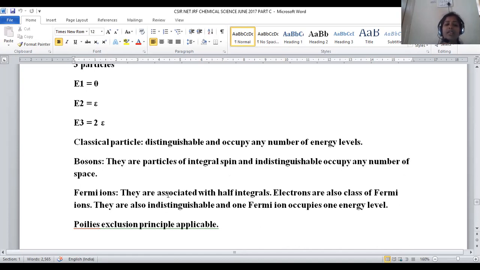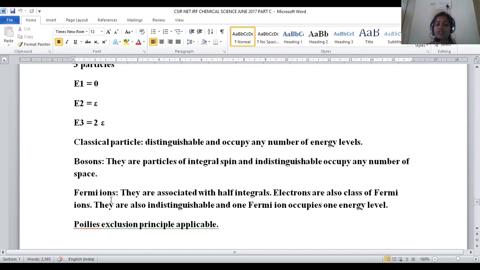Next is about Fermions. They are associated with half integral spin. Their spins will be half integral, and an electron is always associated with half integral spin, right? That's why the electron is considered one example of a Fermion. They are also indistinguishable in nature, and one Fermion occupies one energy level only. So they will occupy in a confined manner. Pauli's exclusion principle is strictly obeyed by these Fermions.